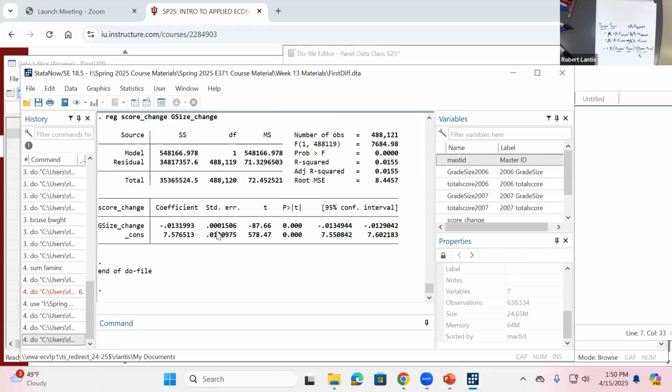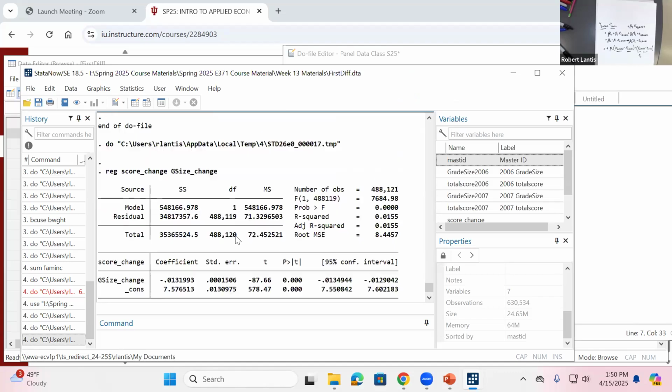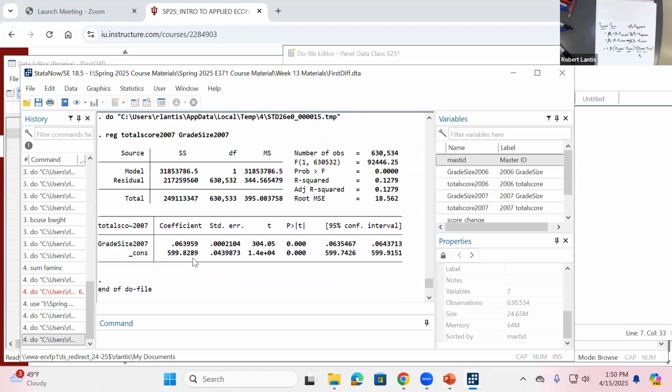One other thing I'll point out here, it gets kind of weird. But ultimately, if I were to just look at my non-first difference regression, how would I interpret? So let's say total score is just points on the I-STEP. Grade size is the number of students. How would I interpret my coefficient here? Every time the grade size of a student goes up by 1, the impact on their I-STEP score, they would get an additional 0.06 points.